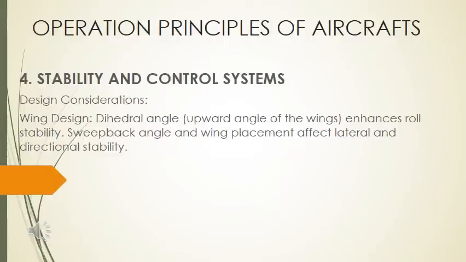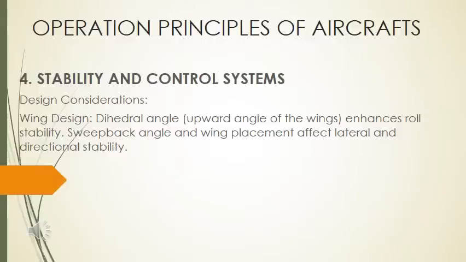Next, under wing design, we have the dihedral angle, upward angle of the wings, which enhances roll stability. Sweep-back angle and wing placement affect lateral and directional stability. In short, we have many types of wing design. We have the anhedral, we have the dihedral, we have the different types of wing designs. So the choice of wing design will reflect on the stability and the control of the aircraft.